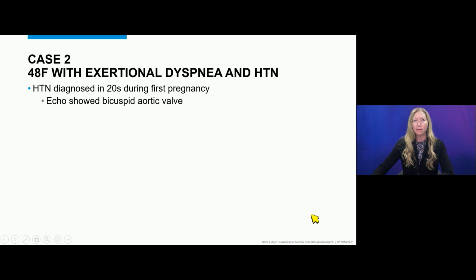Let's do another case. A 48-year-old woman presents with exertional dyspnea and hypertension, which was actually first diagnosed during pregnancy in her 20s. At that time, she had an evaluation with an echo, which showed a bicuspid valve.